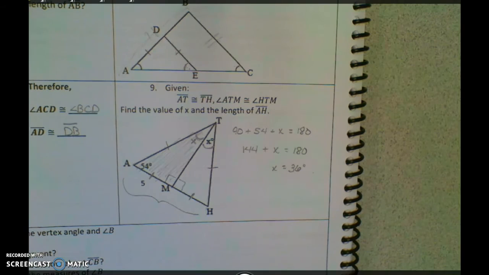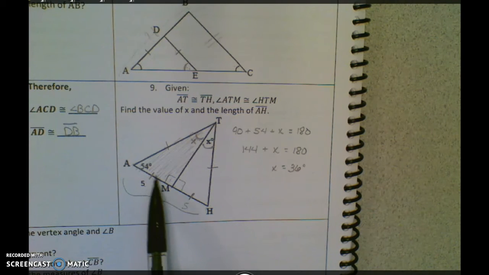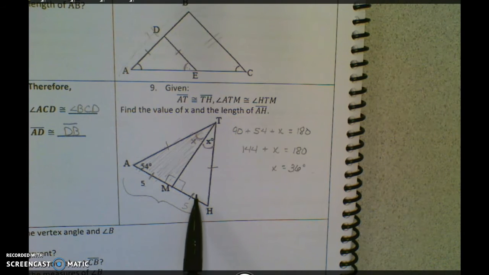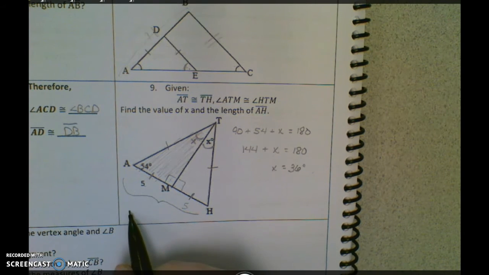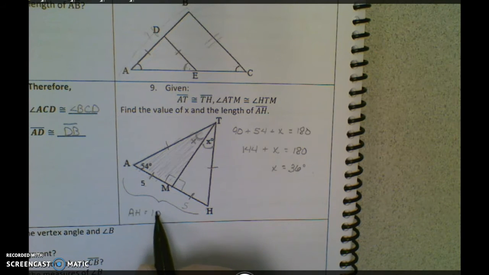The last part of this is to find the length of AH, which is this whole base, the whole length of that side. It's not an angle, it's the side. We already were told that part of it was 5, and we figured out since it was bisected, this would also be 5 because we marked them congruent. So if this is 5 and this is 5, then the whole thing for AH would have a length of 10.